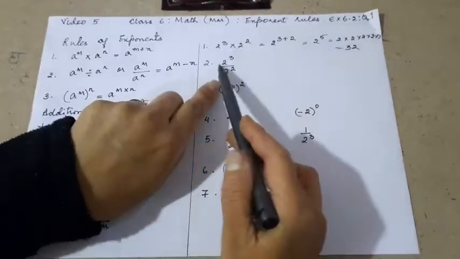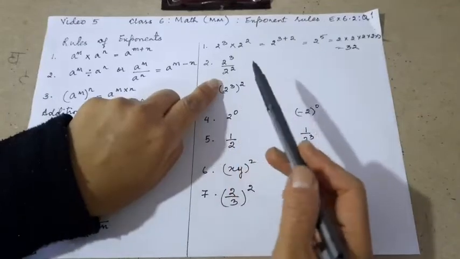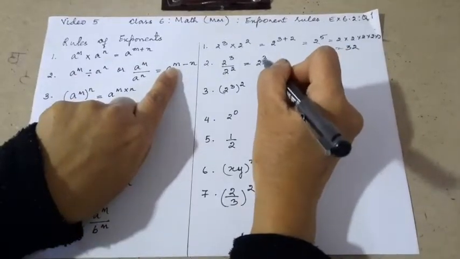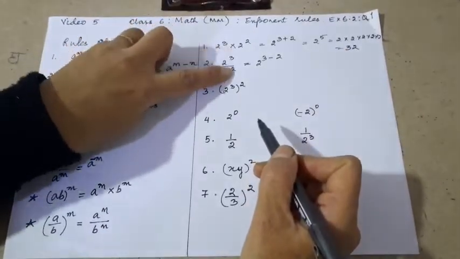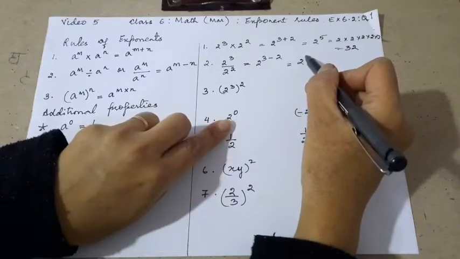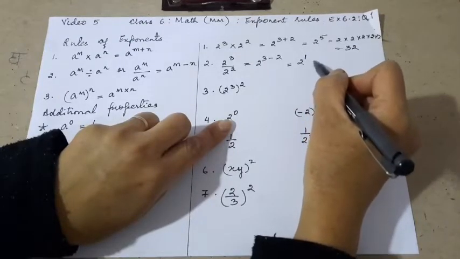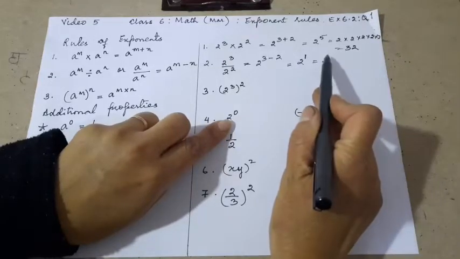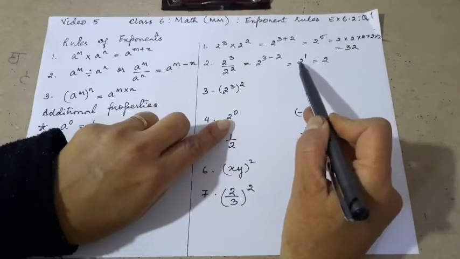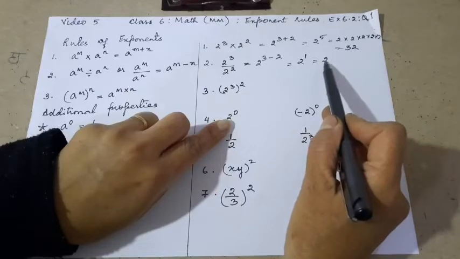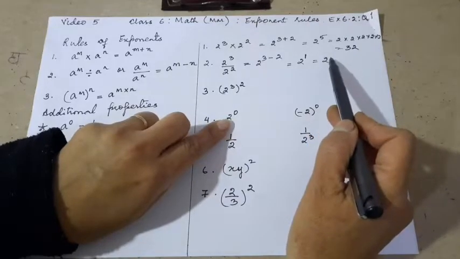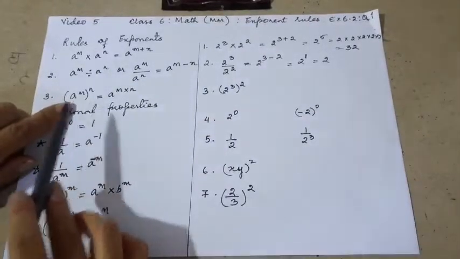For example, 2 cube by 2 square. The bases are same and it is divide. So what we should do is we have to subtract the power. 3 minus 2. So this is going to be 2 to the power 1. But we never show the power 1. So it is 2. If the power is 1, don't show the power. Writing 2 to the power 1 is same as writing only 2. The next rule.